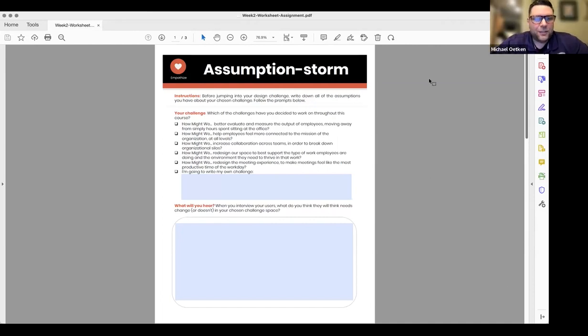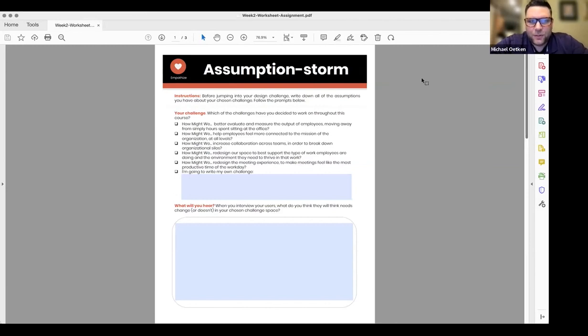All right. The next section there, what will you hear? So you have to put yourself in the situation of interviewing the users. What do you think they will think needs changed, within your chosen challenge space? Okay, so for example, the first one, let's take a look here. How might we better evaluate and measure the output of employees, moving away from simply hours spent sitting at the office? All right.